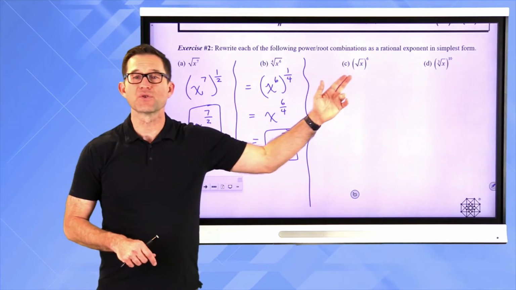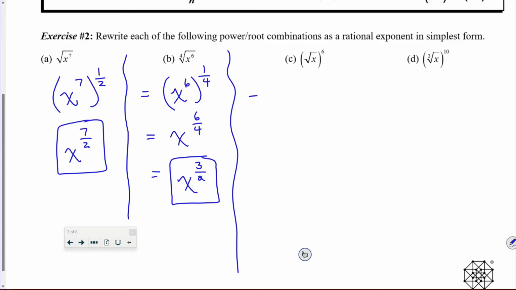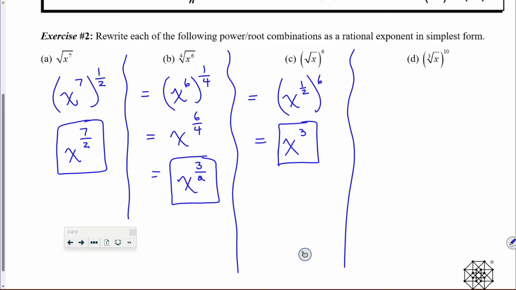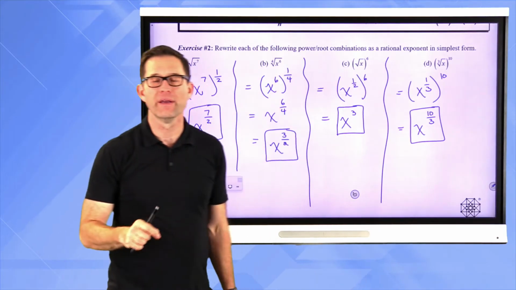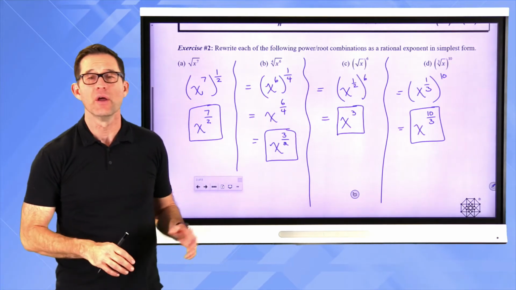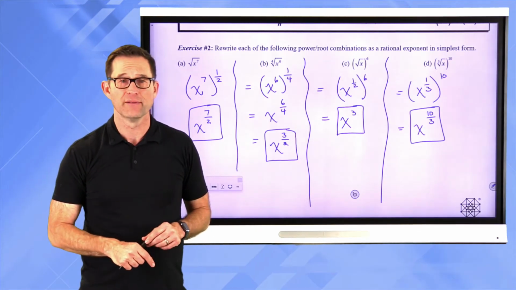All right, in letter C I have the square root of x raised to the 6th, so I can rewrite that as x to the 1/2 raised to the 6th, and that's just x to the 3rd, right? 1/2 times 6 is 3. Letter D is very similar, except it doesn't simplify nearly as nicely. I have x to the 1/3 raised to the 10th, and that's just going to be x to the 10/3. We'll see further ways of simplifying these in the future, but for right now I just want you to be able to do that.